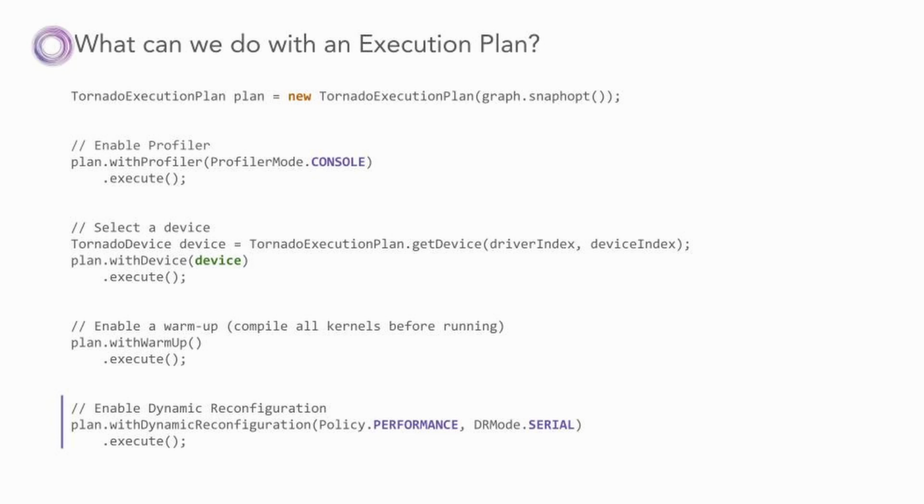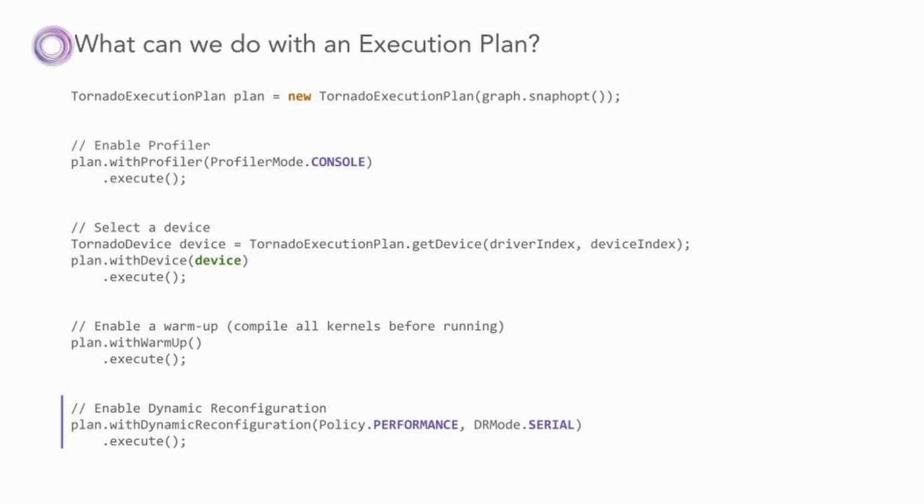Now, how does Tornado do the evaluation? That depends on the second parameter, the dynamic reconfiguration mode. In this case, it's set to serial. That means that Tornado evaluates first on one GPU, waits until it's finished, then moves to the second GPU, waits until it's finished, then moves to the third device, and so on and so forth. This is useful if you want to have accurate results.